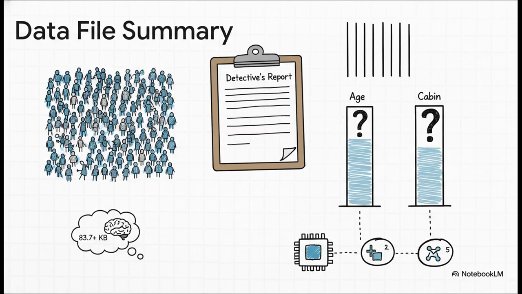We can instantly see we have 891 entries, so 891 passengers. But wait, look closer. The age column only has 714 values, and cabin has just 204. That tells us right off the bat that we have missing data, and that's a huge clue in any investigation. We can also see all the different data types, like numbers and text.